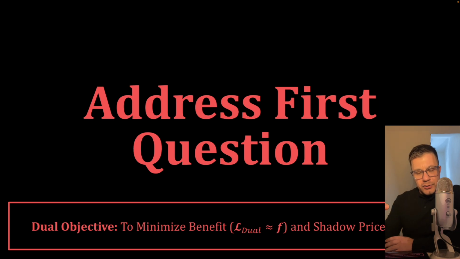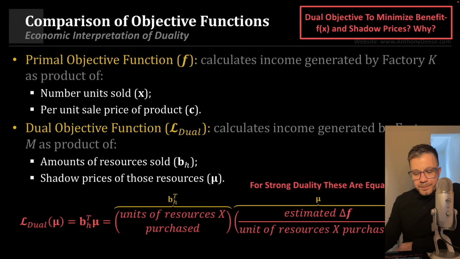Now let's go back to the first question. The dual objective is to minimize the benefit and shadow prices. Why? Doesn't it make sense that they will want to maximize the income? So let's compare the objective functions. The primal objective function f calculates the income generated by Factory K as a product of the number of units sold and the unit price of the products. The dual objective function calculates the income generated by Factory M as a product of the amounts or number of resources sold, as denoted by B sub h, and the shadow price of those resources.